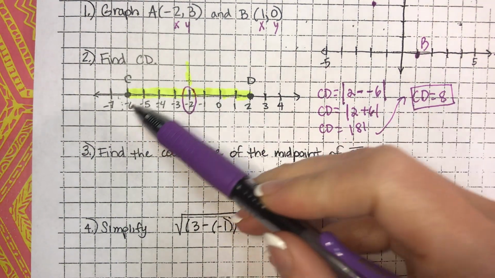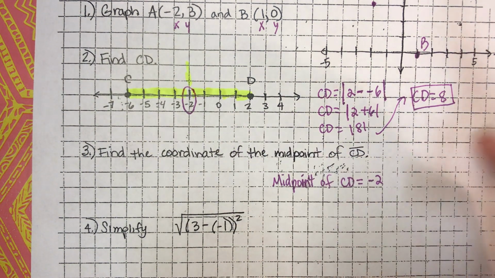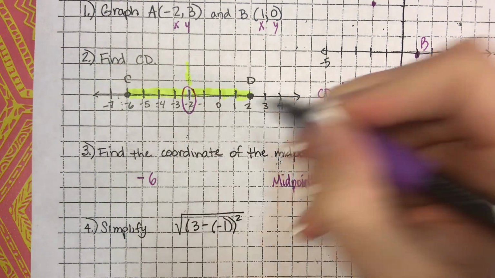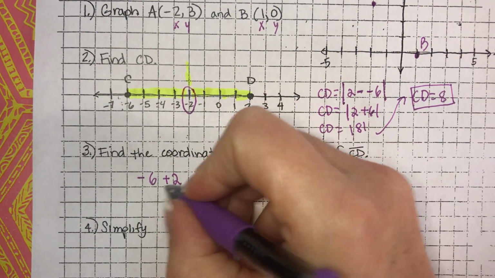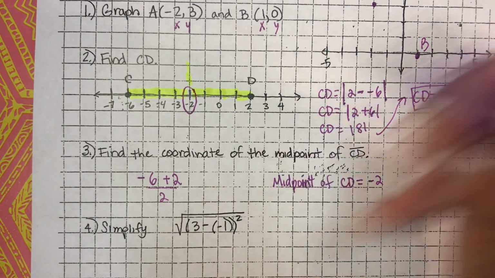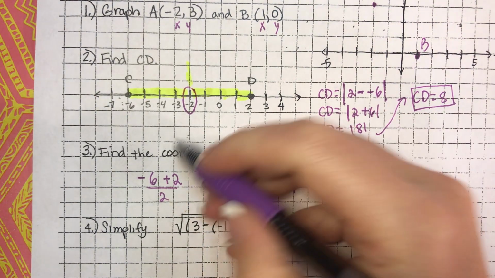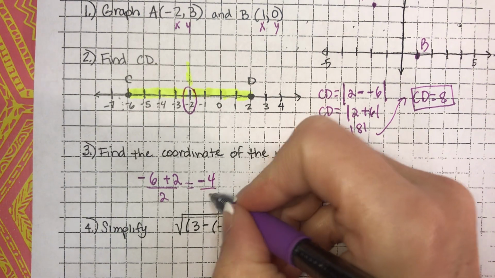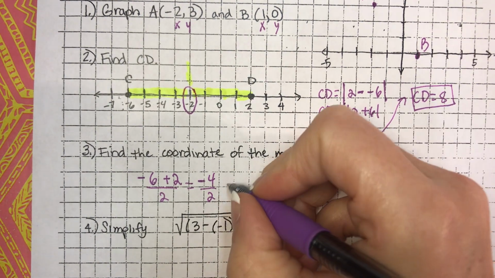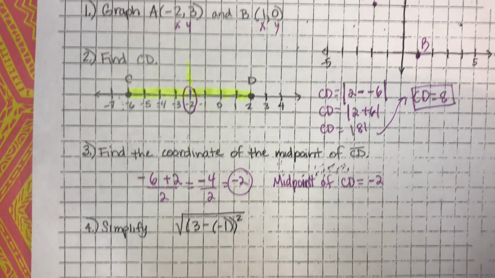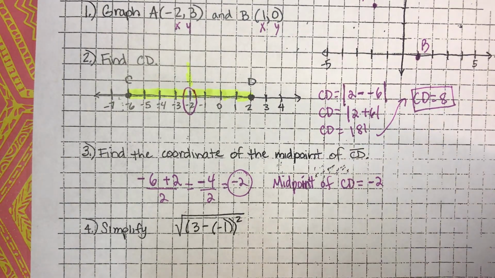Maybe some of you know that if you just add the 2 values and divide by 2, that will also give you the midpoint. So we could have found it by going -6 plus 2, and then dividing by 2, which shows you the halfway distance. -6 plus 2 is -4, divided by 2 is just -2. And that's just another way of finding the midpoint.